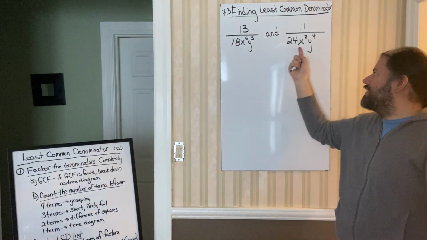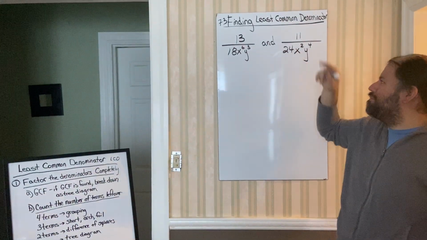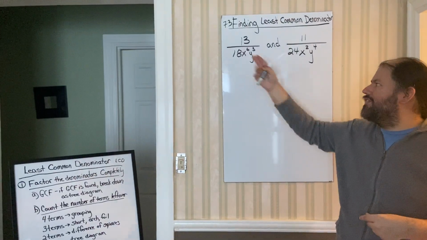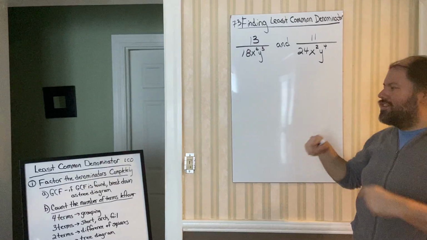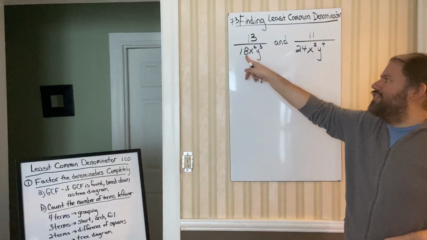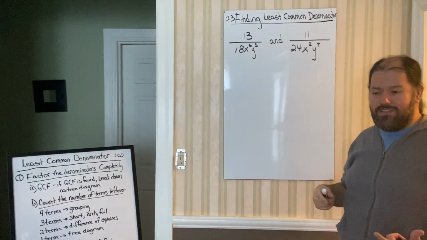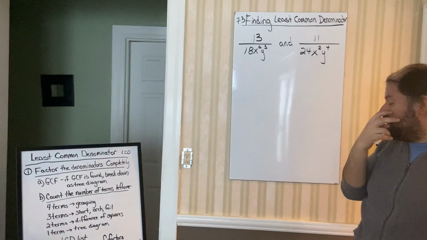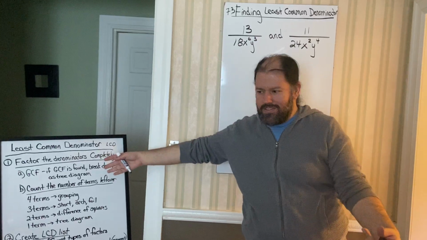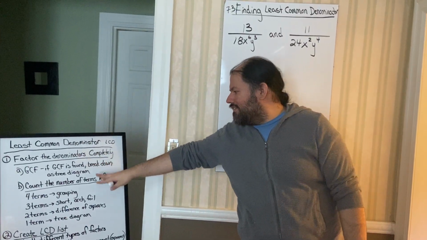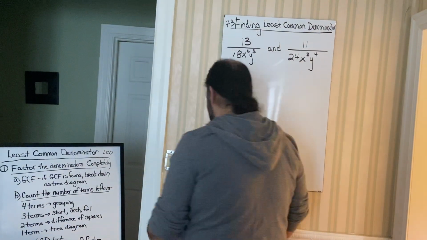So notice each of our denominators, one, they don't match, but two, they're still monomials. Even though they have more than one letter, they have x's and y's, this is still considered a monomial. Remember, terms are separated by an addition or subtraction symbol. There's no addition or subtraction here, so they're each monomials. How do we break down a monomial? We told you there's not going to be a GCF because there's not more than one term, but we can factor it out by tree diagram. So we're going to do a tree diagram.